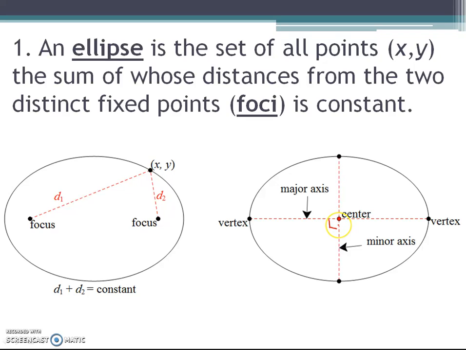The center is going to be the midpoint between the two foci. And the vertices, this would be known as the major vertex. The vertices are the endpoints of the axes. So this is a major vertex, this is also a major vertex. And then the ends of the minor axis will obviously be known as the minor vertices. So the endpoints of the major axis are the major vertices, the endpoints of the minor axis are the minor vertices, the intersection of the two axes is the center. So you've got a lot going on here, a lot of things to be precise with.